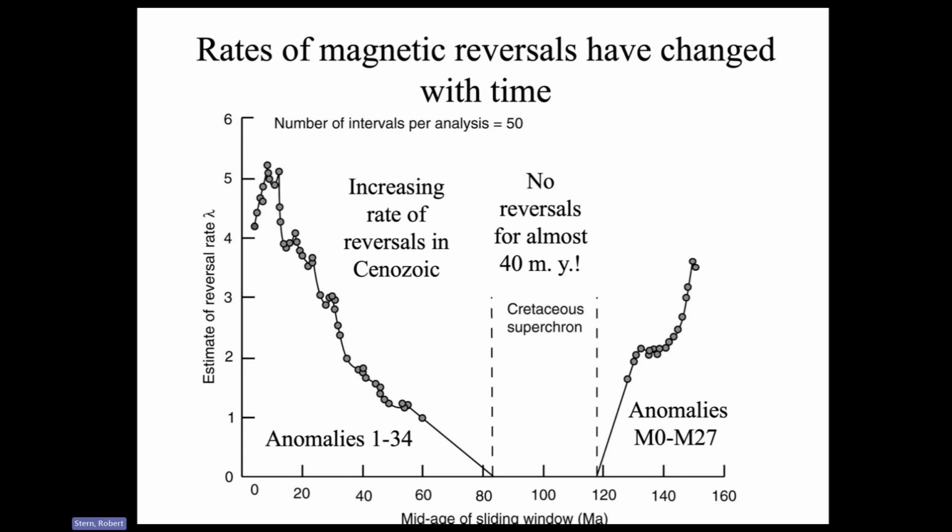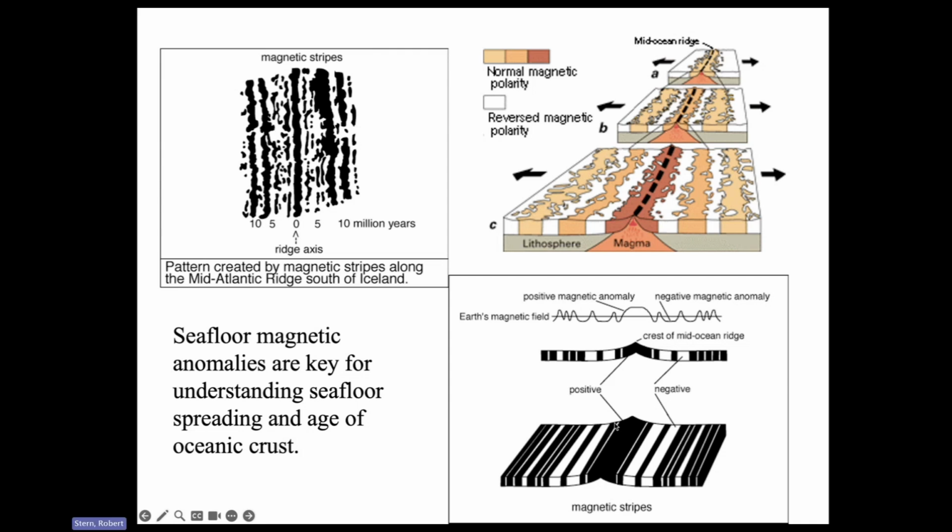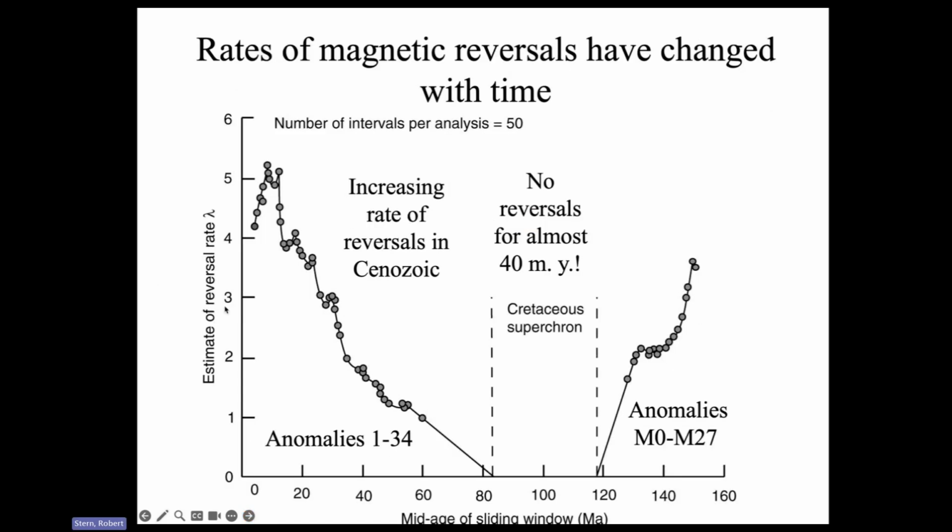And so we now name these anomalies, right? Each of these spreading anomalies that we see here, or here, or here, they're assigned a number, and that number is a little complicated. So the most recent anomalies are anomaly 1. The oldest ones in the Cenozoic and late Cretaceous are anomaly 34.